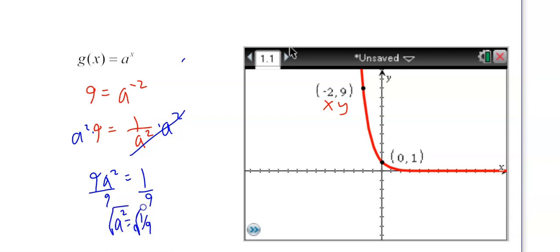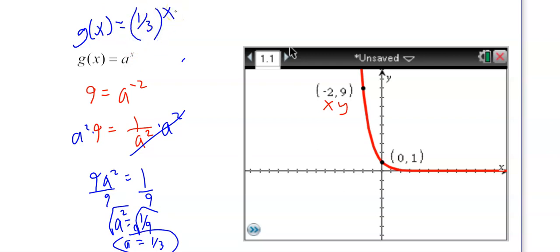Square root both sides. Don't forget plus or minus, but in this case, you really only need positive. I know that it's not being reflected, so a is a positive fraction because it's regular decay. So my equation would be g of x equals, a is 1/3, right? So 1/3, I would put that in parentheses, to the x, and that'd be your final answer as far as the function is concerned. Sorry for the long screencast, but that's the end of the lesson. Thanks.